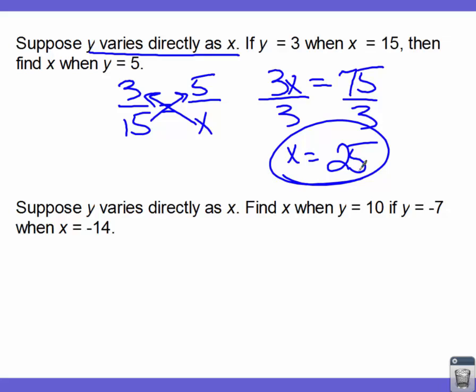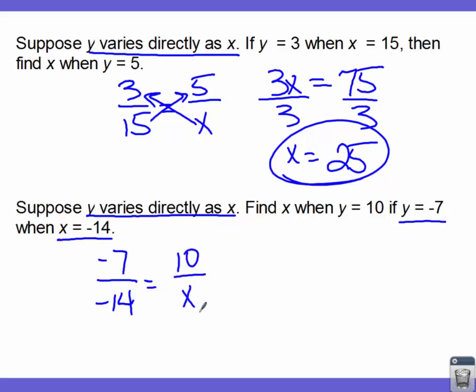Well, let's look at another one down here. Okay, this one right here, we're going to do the same thing. This one says, suppose y varies directly as x. So that means I can set up a proportion. Okay, so when I do that, it says find x when y is 10 if y is -7 and x is -14. So there is our point. Okay, so I'm going to say that y is -7 over -14 equals, so now always remember it's y over x. So now my y is 10, my x is what I'm looking for.